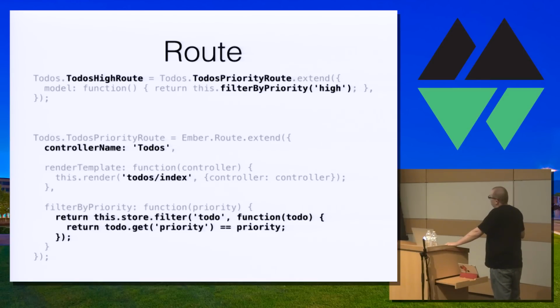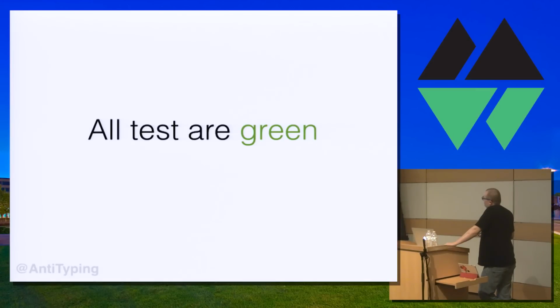So this is just an example for the high route. This high route gets called when you navigate into a /high URL. And then we just take advantage of inheritance. So we inherit from this generic priority route, and we call this filter by priority here. So the low route would pretty much have a low here. So you would basically reuse the to-dos controller, and we also reuse the same template, which is to-dos index, because for all those routes the display is exactly the same, and all the tests are passing.